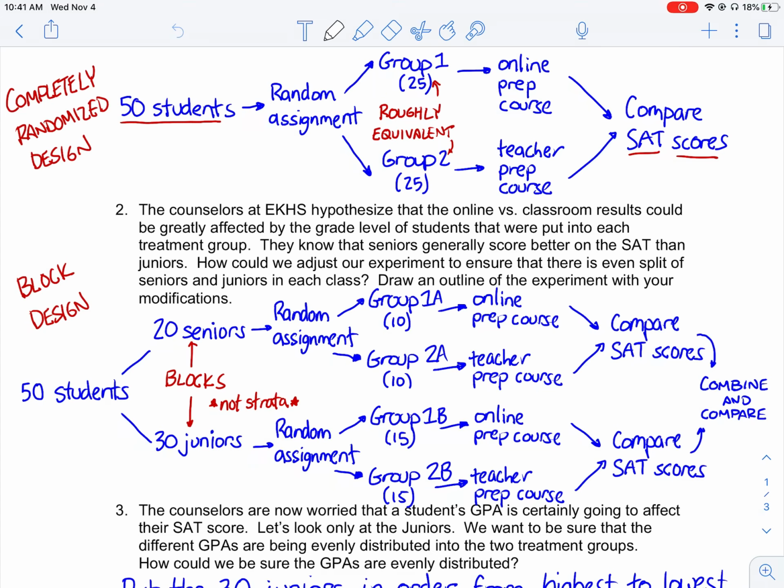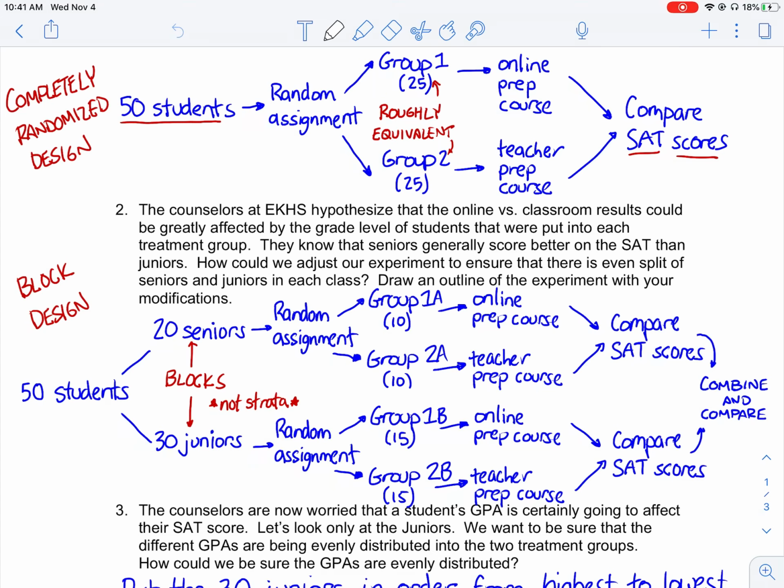Randomized block design: you separate subjects into blocks and then randomly assign treatments within each block. And then matched pairs design: the subjects are paired and then randomly assigned to a treatment. Or each subject receives two treatments, and the order of the treatments must be randomized.